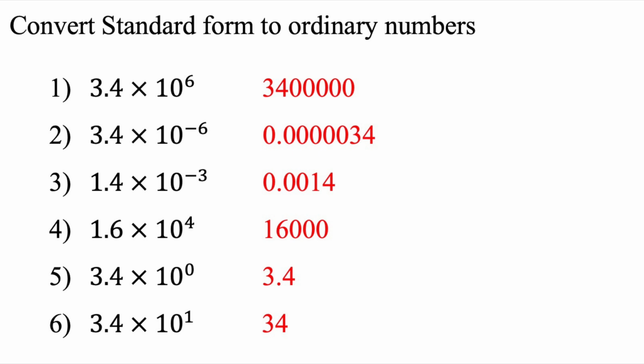For question 5, we have 3.4 times 10 to the power 0, which is essentially the same as 3.4 times 1. Therefore, the answer will stay as 3.4. For question 6, we have 3.4 times 10 to the power of 1. Now, 10 to the power 1 is the same as 10 itself, so we have 3.4 multiplied by 10, which will give us 34.